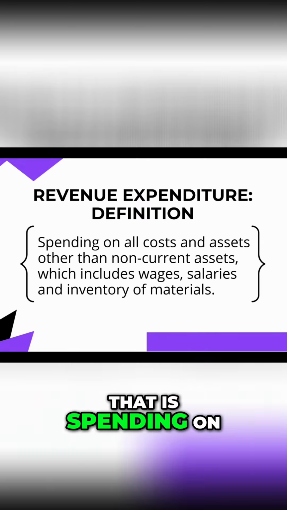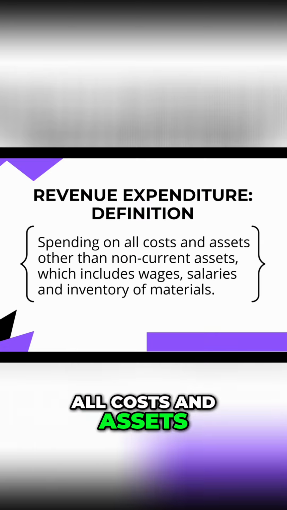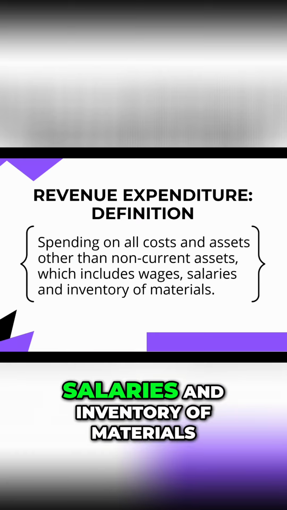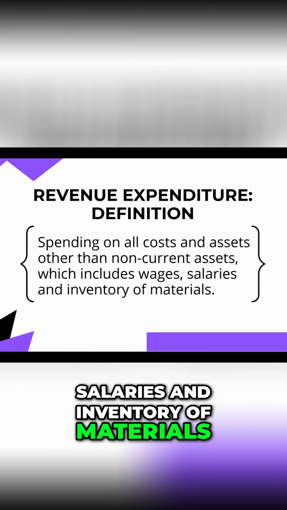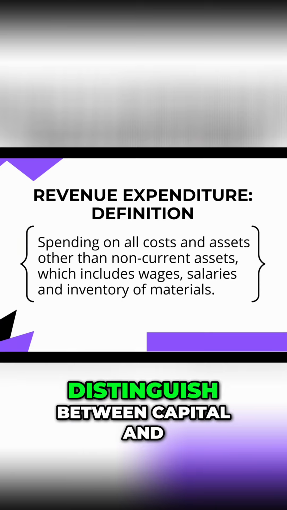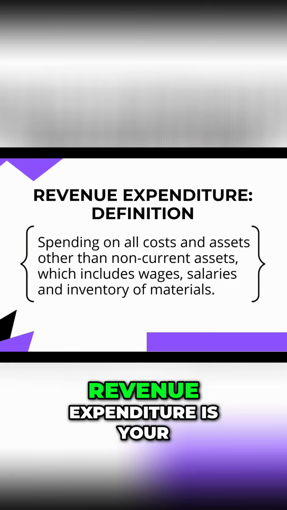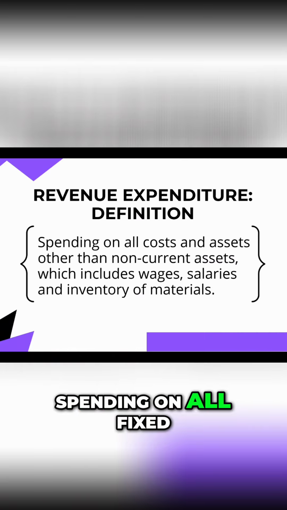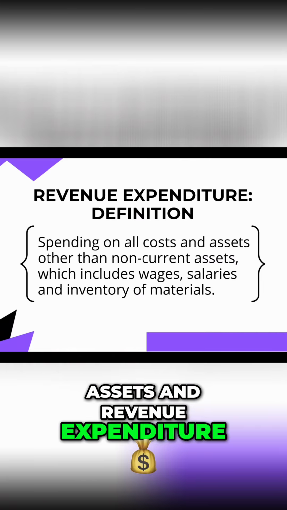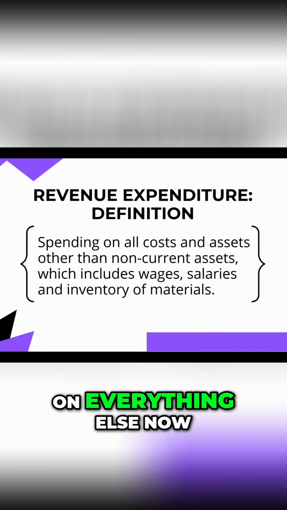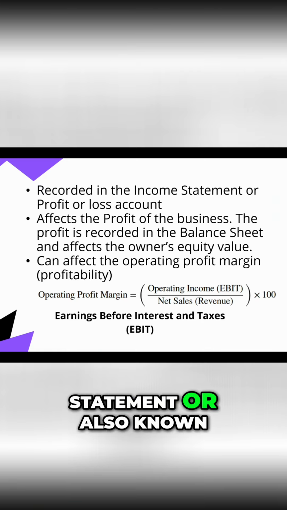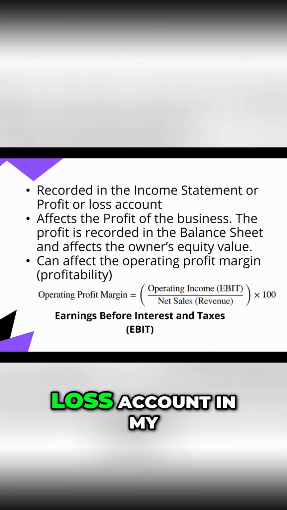That is spending on all costs and assets other than non-current assets, which includes wages, salaries, and inventory of materials. Now, an easy way to distinguish between capital and revenue expenditure is your capital expenditure is the spending on all fixed assets, and revenue expenditure is basically the spending on everything else. Now, my revenue expenditure is recorded in the income statement, also known as the profit or loss account.